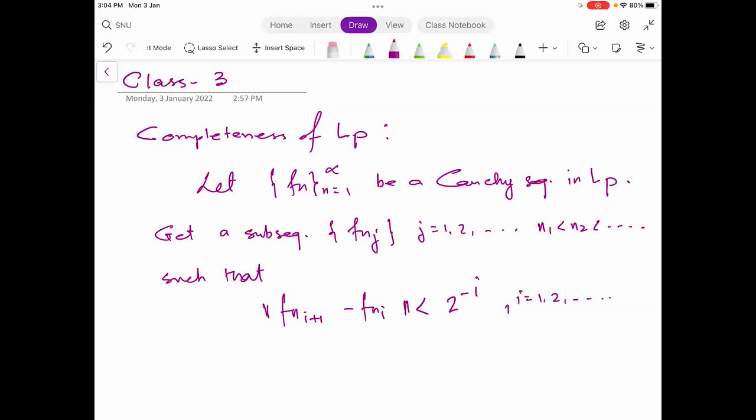So I'm taking epsilon equal to 1 by 2 to the power i. I'm allowed to take that. And the Cauchy criterion given on f_n tells me that if I go very far out into the sequence, my elements will be epsilon close, in this case 2 to the power minus i close. So I can do this, right? If you have any doubt about this, let me know.